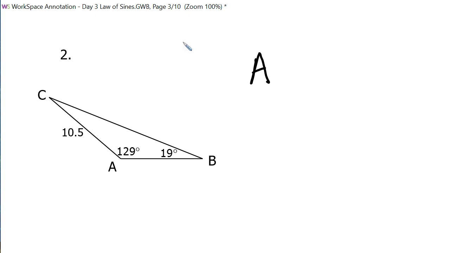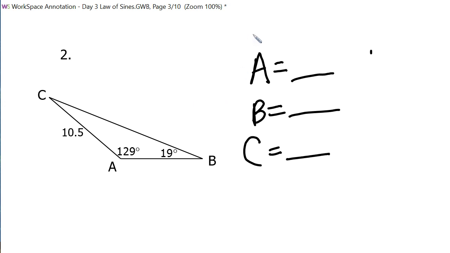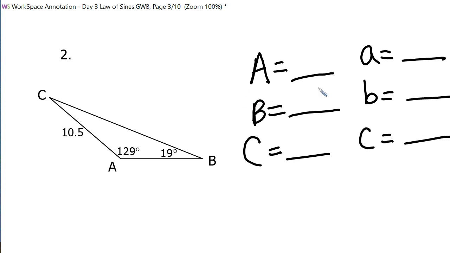So let me go ahead and write out my blank. I need angle A, angle B, angle C. I need side A, side B, and side C. Then fill in the given information. So angle A is 129 degrees. Angle B is 19 degrees. Side B is 10.5. Now we need to find side A, angle C, and side C.